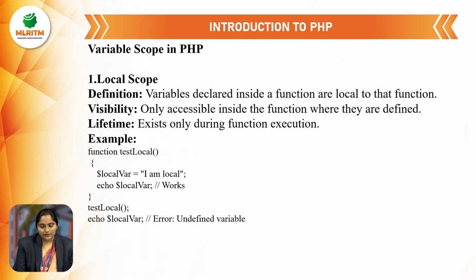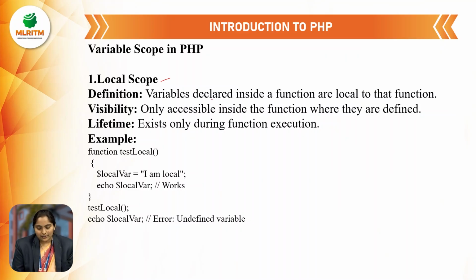So let's start with the local scope. Local scope in the sense a variable which is declared inside the function, and that can be accessed only within the function and can't be accessed outside of the function. The scope of the variable is only inside of the function.